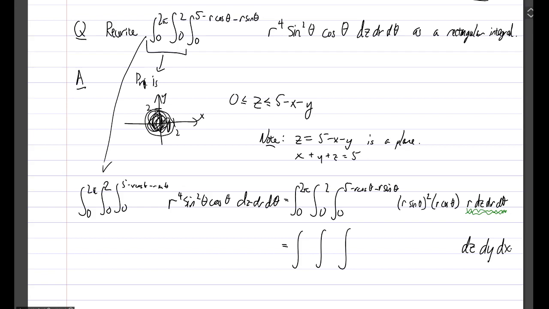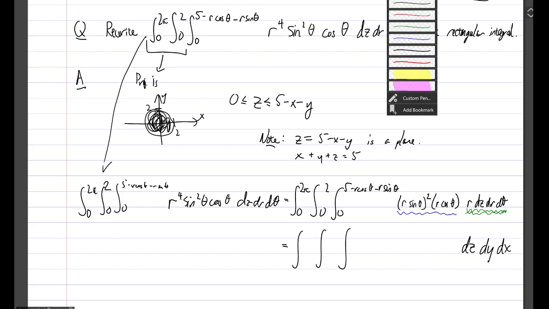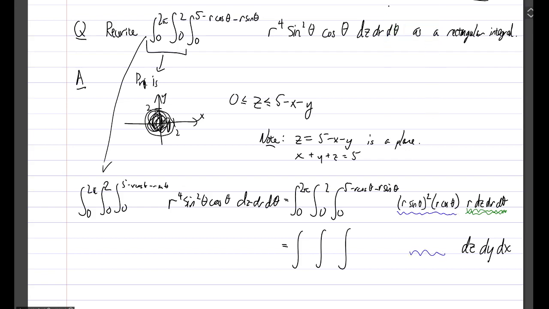And then the point is the rest of this stuff here. So r sine theta quantity squared, and then times r cosine theta, that should turn into y squared times x, right? So r sine theta turning into y, r cosine theta turning into x. And then if we look at the bounds for z, we can basically read them off. It should be integral from 0 to 5 minus x minus y.